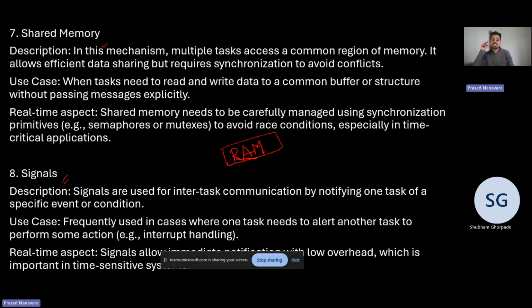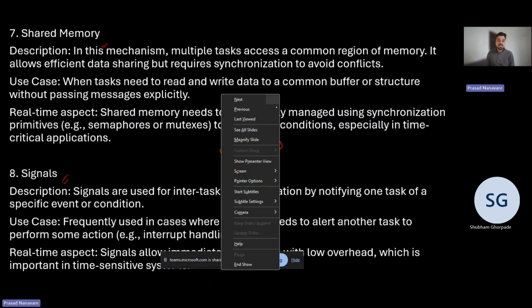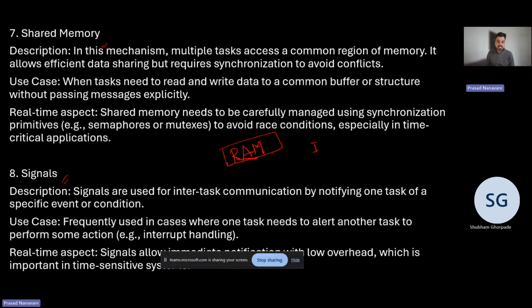The data sharing would require synchronization to avoid conflict. This is an IPC mechanism only, but to have this mechanism implemented, synchronization is needed. Or else what will happen? Why is synchronization needed? Because RAM is a resource. RAM is already a resource, and I'm saying several tasks are sharing this resource.